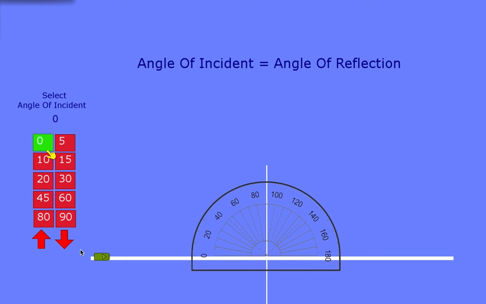We can do it at 0. So if the ray of light comes exactly along the front of the mirror, well, it doesn't really bounce, does it? But we could pretend it did. If it comes in at 90 degrees, it comes out at 90 degrees as well.